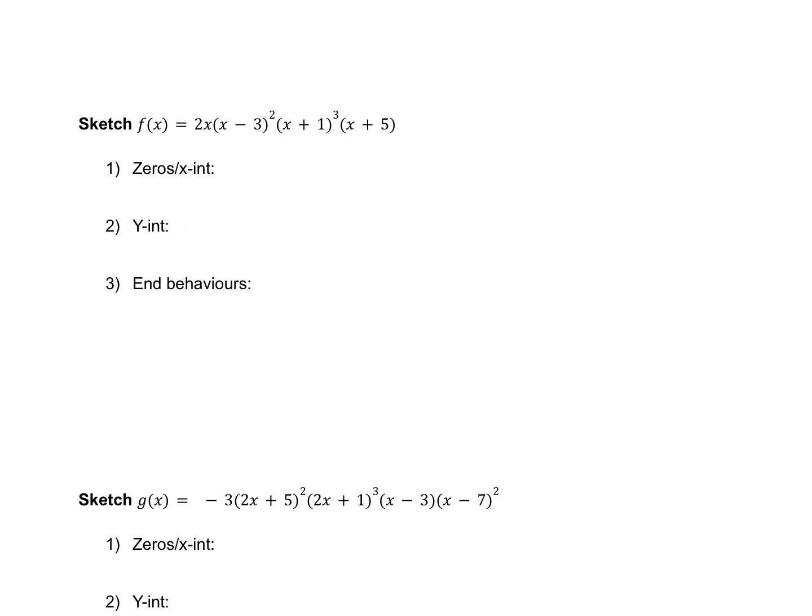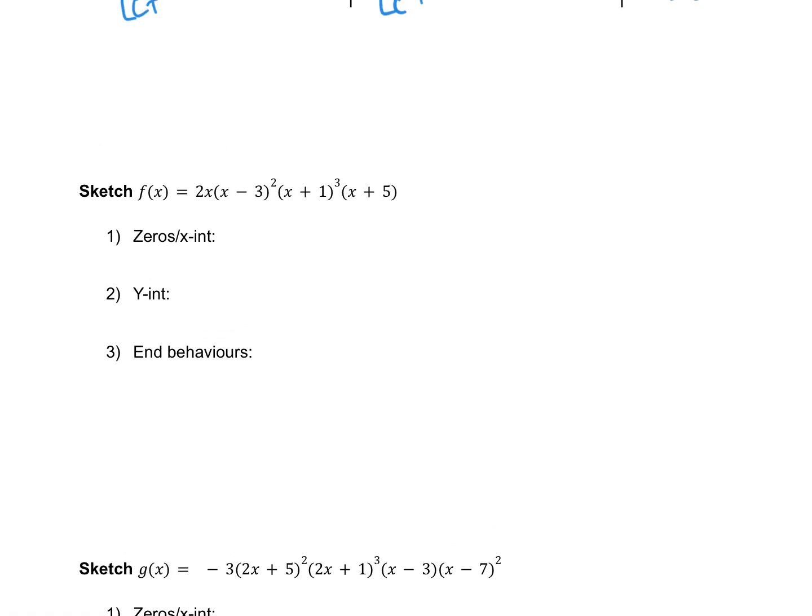We're going to start with this one here. f(x) = 2x(x − 3)²(x + 1)³(x + 5). First thing I'm going to do is identify my zeros. And I'll go the long way for this first one.